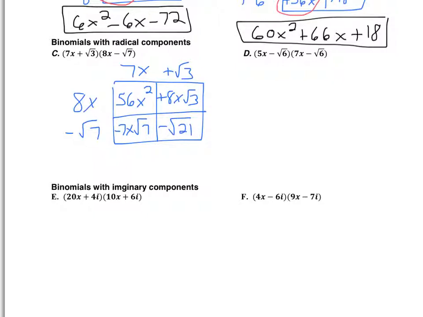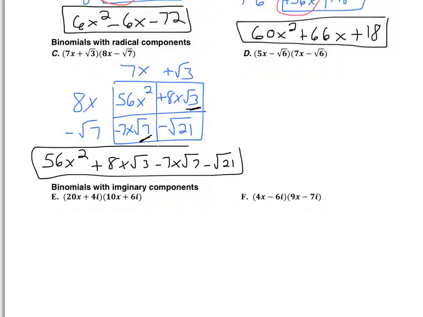Then we can combine like terms. In this case, root 7 and root 3 are not like terms. So our answer becomes 56x squared plus 8x root 3 minus 7x root 7 minus root 21. And it doesn't matter if we have 8x root 3 first or negative 7x root 7 first. So let's go ahead and set up D.